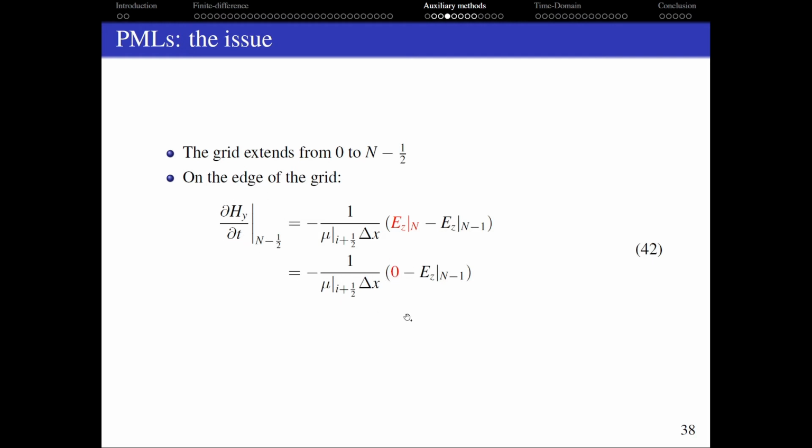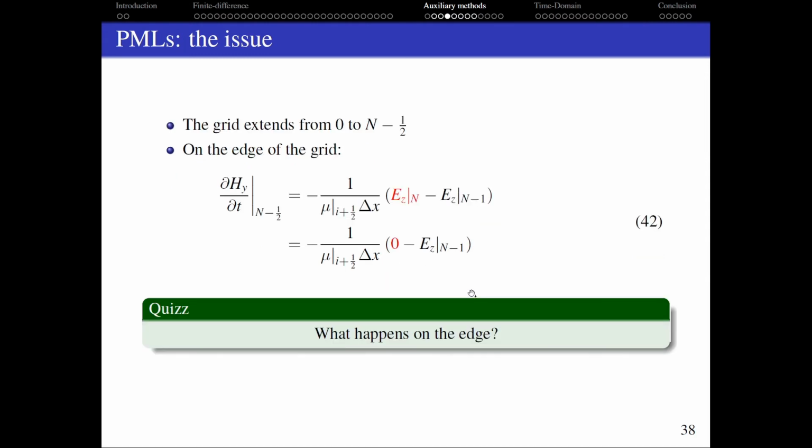So the time derivative is going to combine a 0 and an actual value of the field. So what does this mean? What actually happens is that this 0 basically behaves like a perfect conductor. And that means that the edge of your FDTD grid is going to behave like a mirror. Everything is going to be reflected back inside the grid, and it's not very convenient because you are going to have multiple reflections inside the window, and you can't really analyze anything due to this.